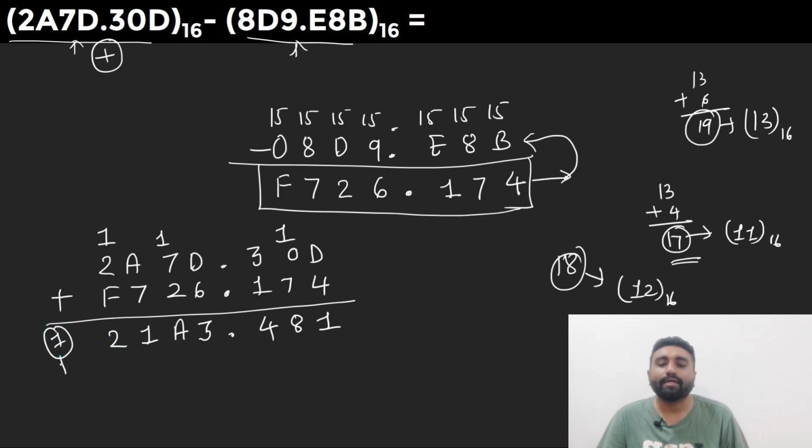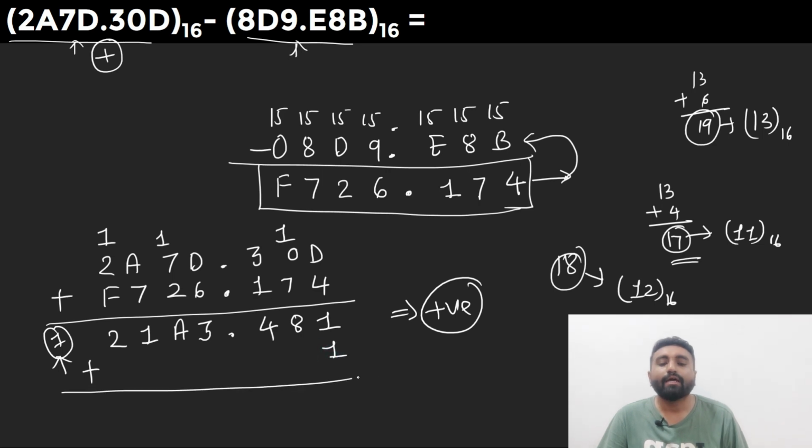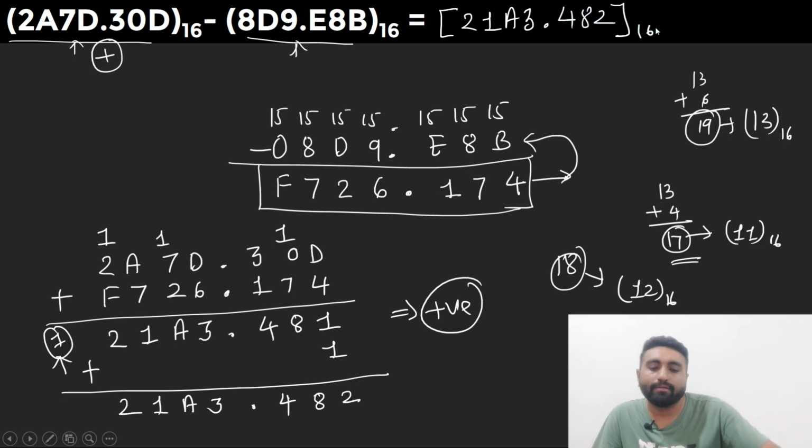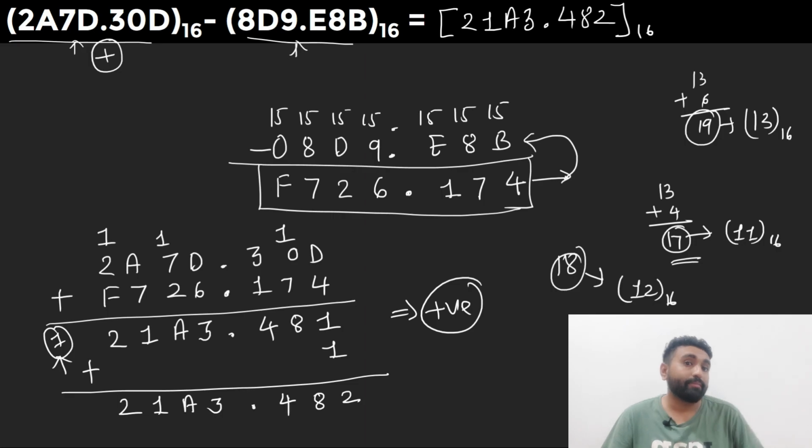Now this 1 represents that the answer is going to be the positive answer, and if the answer is positive, what we are going to do, we will add the carry. We will add the carry, and our answer will be 284.3A12. Okay, so I'll write the full answer over here. It is going to be 21A3.482. So this is our answer of the hexadecimal subtraction using the 15's complement method.